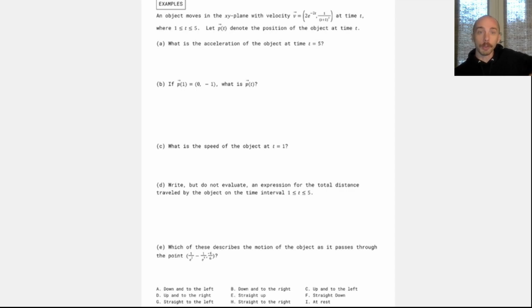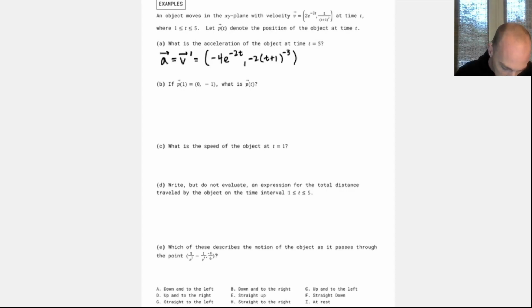Okay, acceleration is the derivative of the velocity. So I'm going to be taking the derivative of velocity and getting negative 4e to the negative 2t and negative 2 times t plus 1 to the negative 3. Then say t equals 5, so I'm going to plug in 5. I'm going to get negative 4e to the negative 10, and what I'm pretty sure is negative 1 over 108.